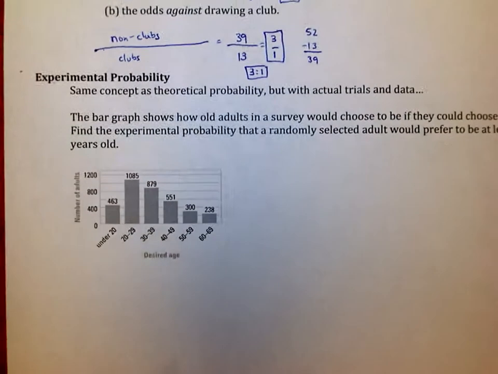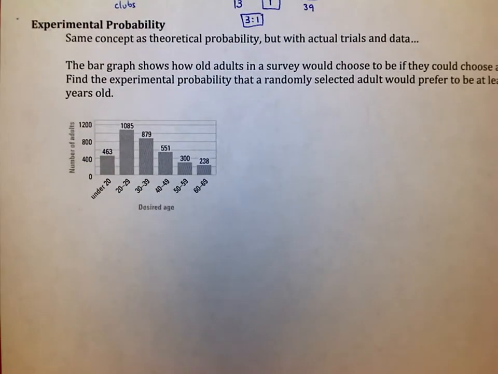Hello ladies and gentlemen, we got one more video today over probability. We're going to talk about experimental probability. This is really the same concept as theoretical probability, which we've already done. When we're talking about the number of positive outcomes compared to the number of total outcomes, but we're going to use actual trials and data. That's really the only difference.